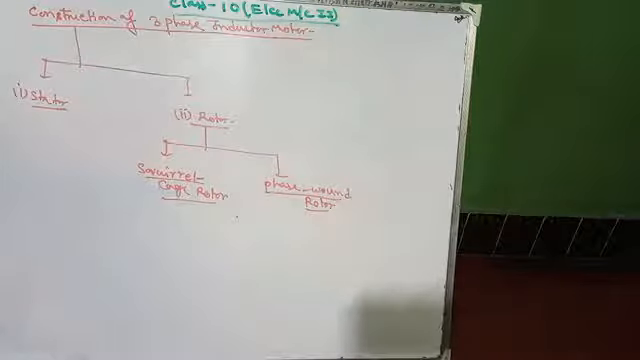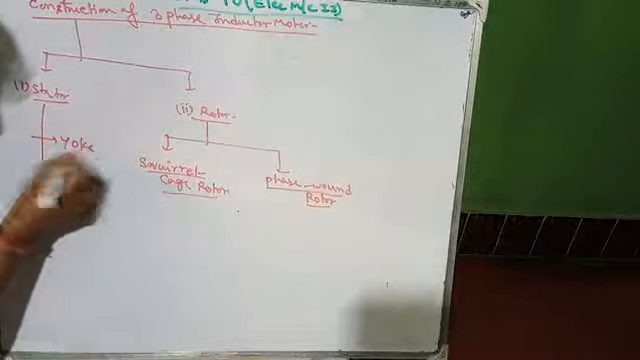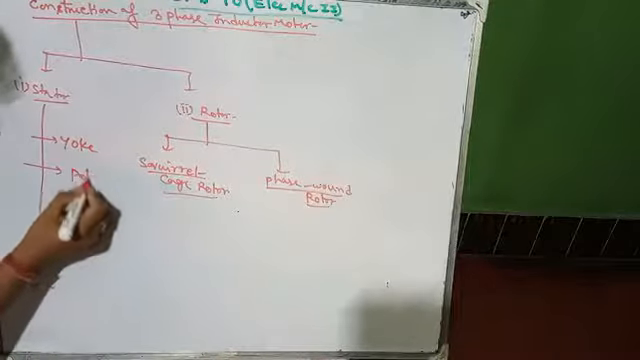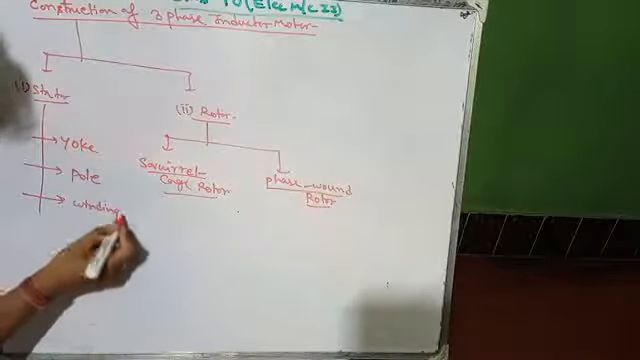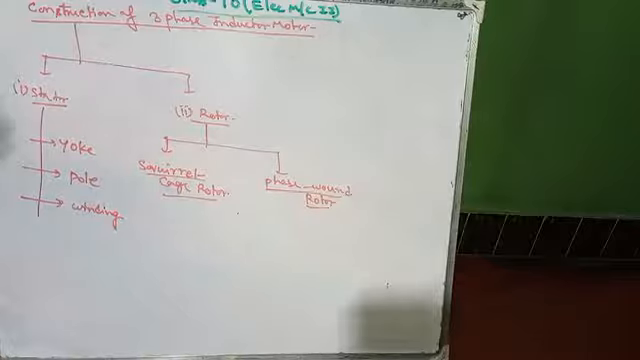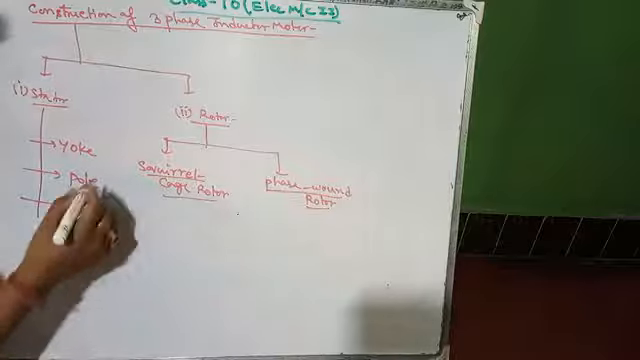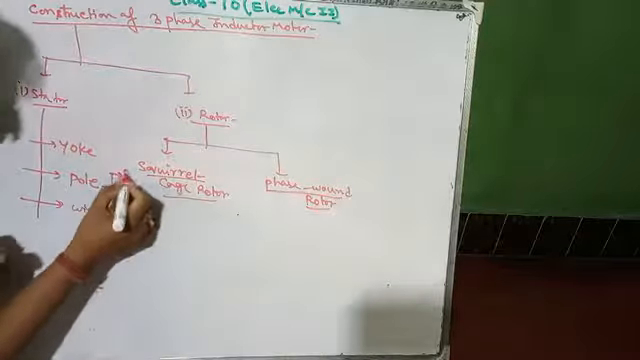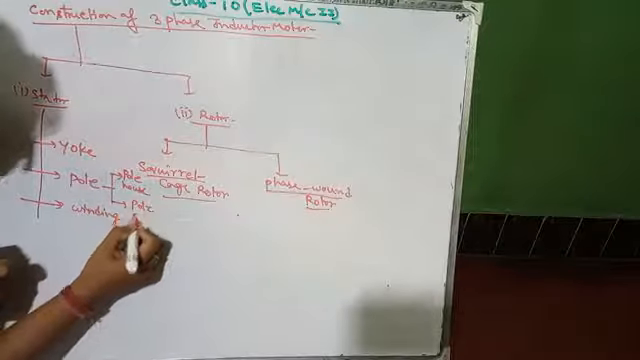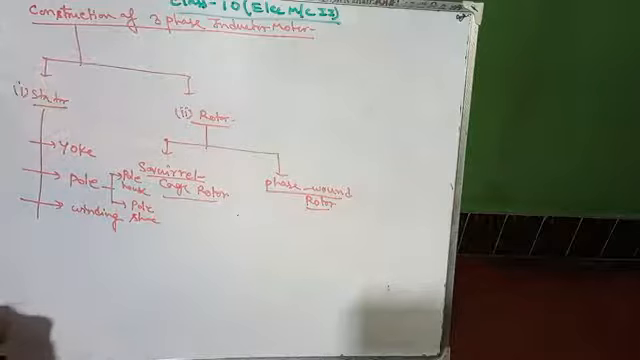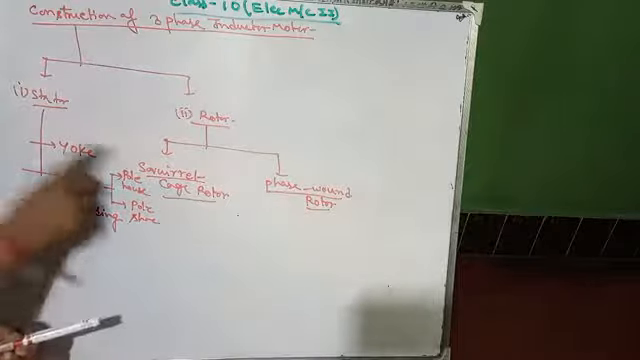So what does the stator contain? Stator contains yoke, stator contains pole, stator contains winding. And pole contains pole house and pole shoe. So write some sentences about each of these first.